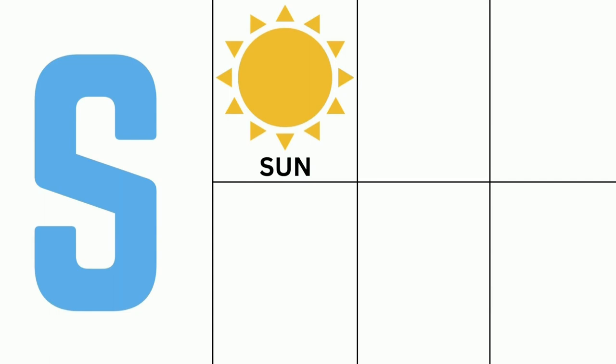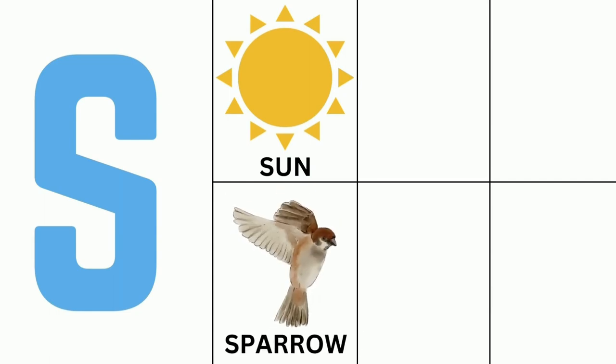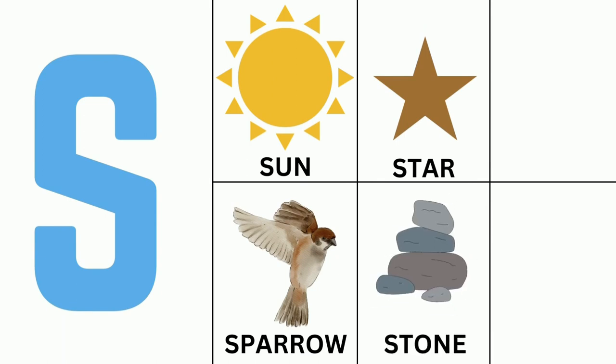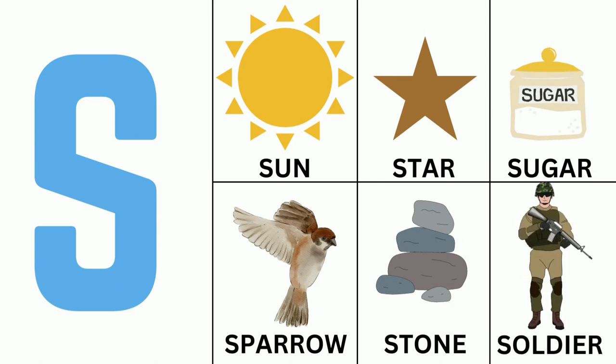S. Let's learn the word starts with S. S for sun, S for sparrow, S for star, S for stone, S for sugar, S for soldier.